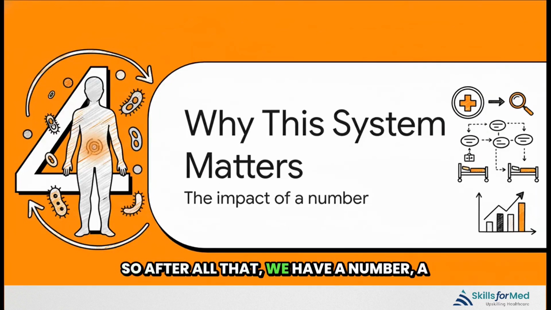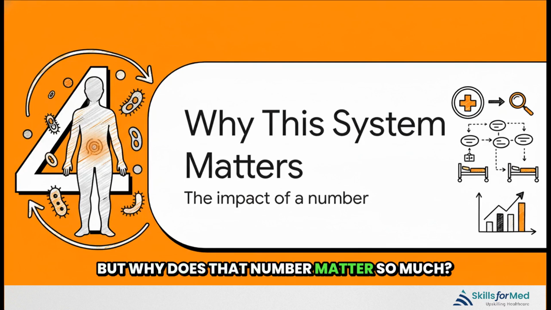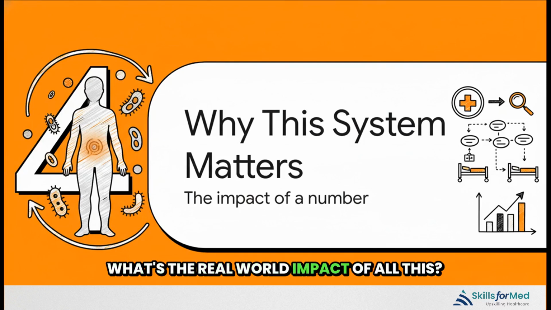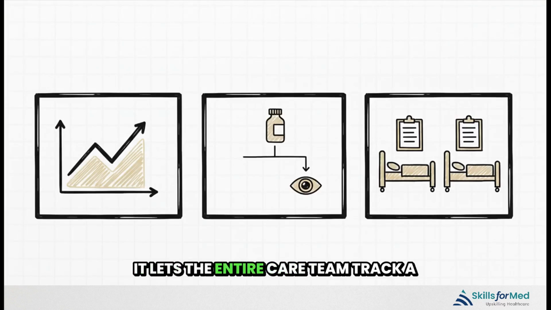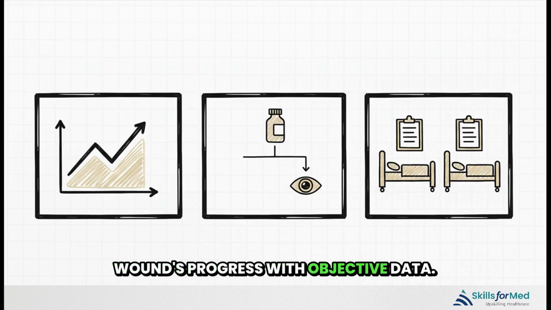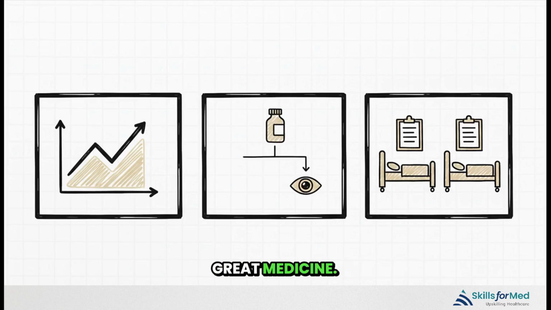So after all that, we have a number, a single number. But why does that number matter so much? What's the real-world impact of all this? Well, that single number provides total clarity. It lets the entire care team track a wound's progress with objective data, not just hunches. It helps guide those critical treatment decisions. For instance, if a score starts climbing, that might be the trigger to intervene before a small problem becomes a big one. And most importantly, standardizing the whole process means every single patient gets the same high level of care. And that right there is the cornerstone of great medicine.